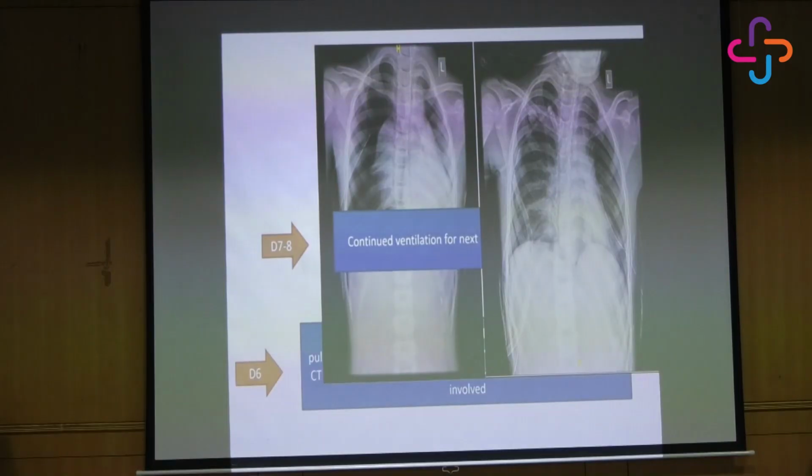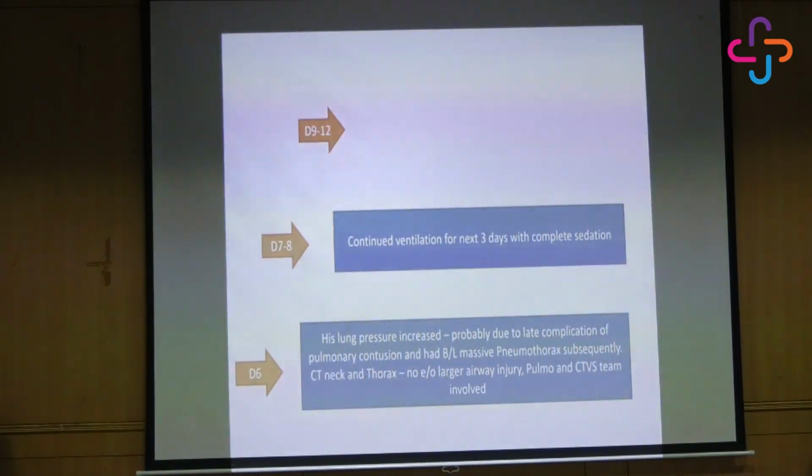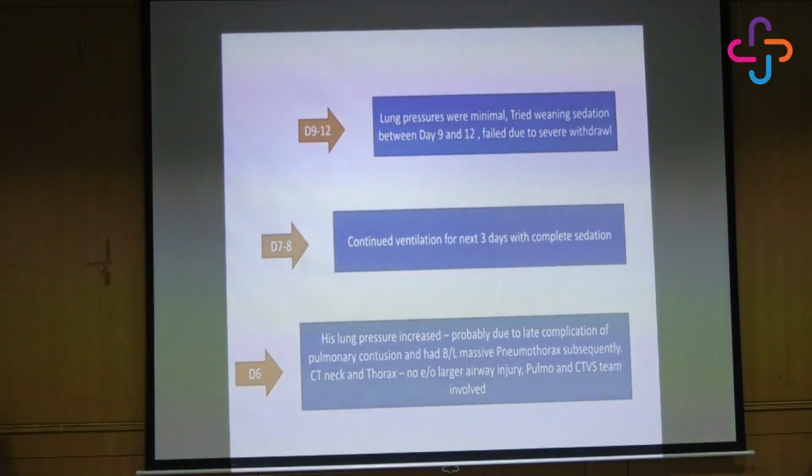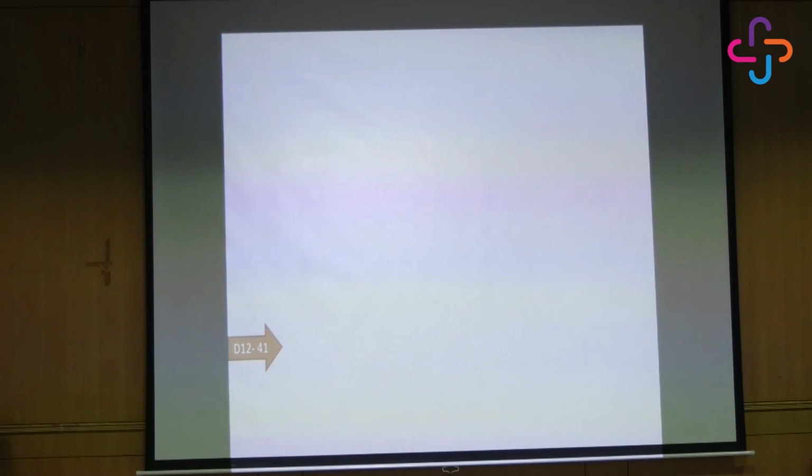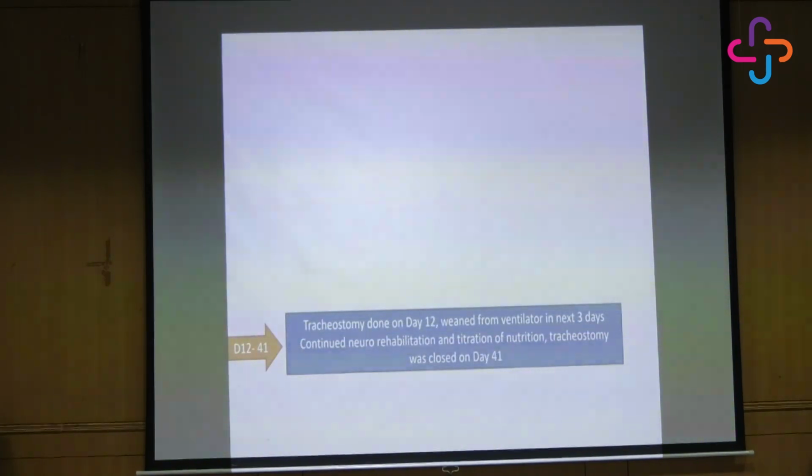After 3 days, the pneumothorax was drained completely and ventilator pressures were minimal, and then we tried weaning the sedation. But because the child had received more than a week of high-dose sedation, we couldn't decrease even a minimal dose. The child had severe withdrawal, so we ended up doing a tracheostomy on day 12. Then we weaned from the ventilator on day 3. Usually in pediatrics we wait for 2 weeks; unlike in adults, we will not do a tracheostomy in the first week itself. The child continued rehabilitation, nutrition was titrated, the child was doing well, and the tracheostomy was closed on day 41.